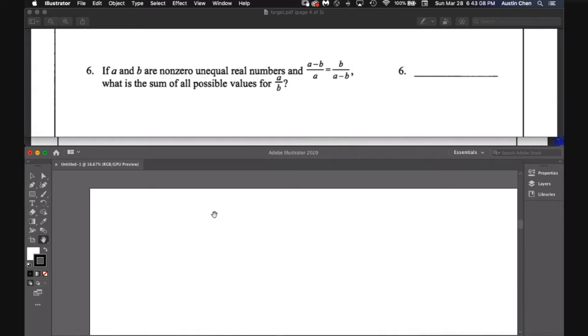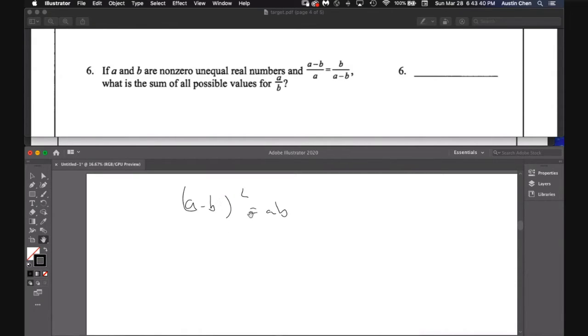Well, what we can do is cross multiply on the fractions to cancel them out. That's likely going to give us a better expression to work with than what we have right now. What we have right now, we can't really analyze anything about A over B. So if we cross multiply, we'll have (A minus B) squared is equal to AB.